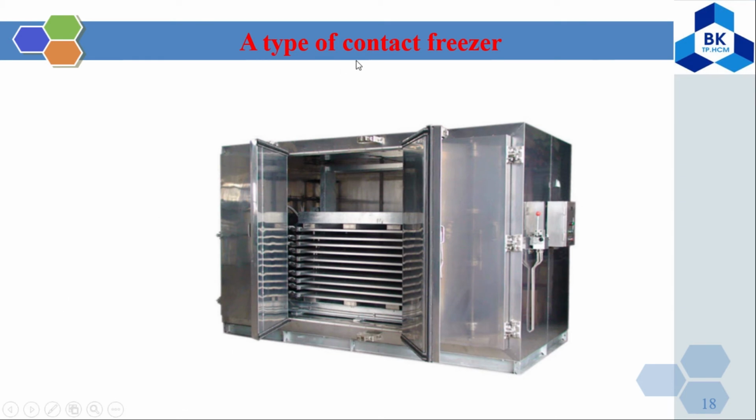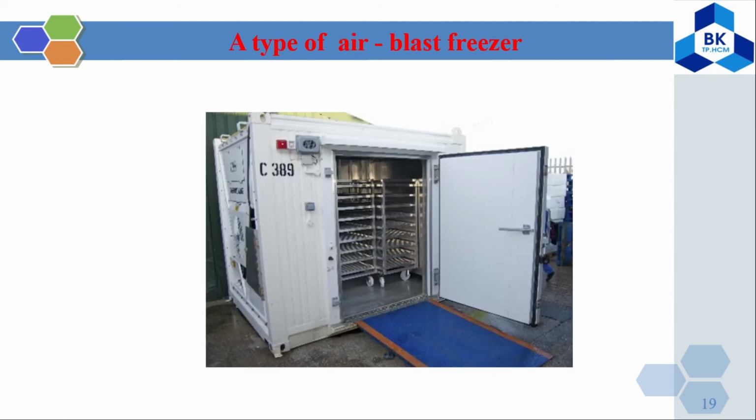So this one is a picture of one type of contact freezer. Here they put the products directly onto the plate like this, and you see there is direct contact between the plate, where the refrigerant runs, and the products, so they call it the contact freezer. But in this case, the product is normally packaged in a package or in a block. So this one is the very first contact freezer.